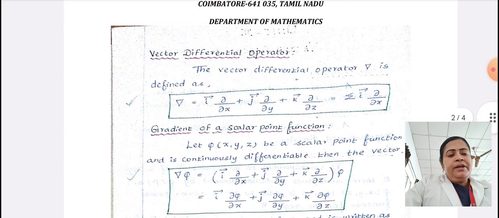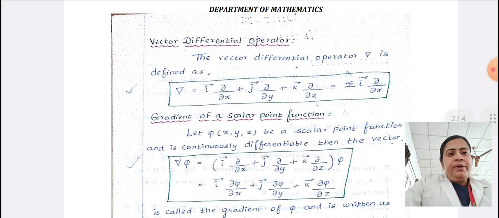For this we are defining an operator, the vector differential operator, which is denoted by del, and the formula for this is given by del is equal to i vector into dou by dou x plus j vector into dou by dou y plus k vector into dou by dou z. In short we can write this as summation of i vector into dou by dou x. When you expand this you get the differential operator.